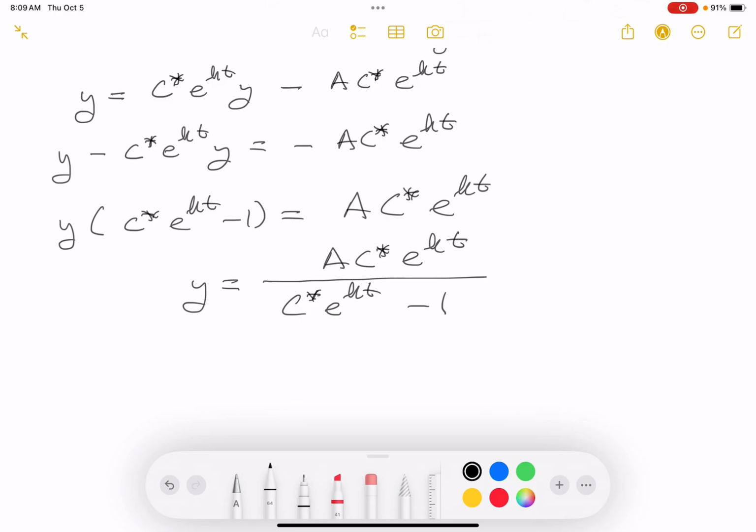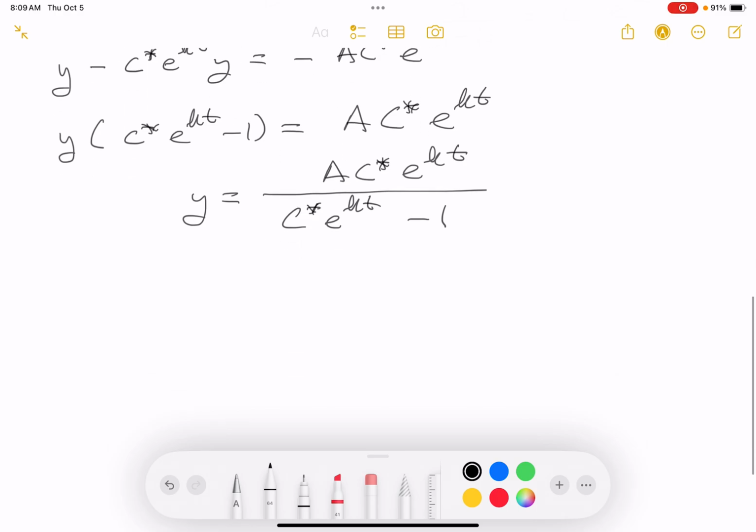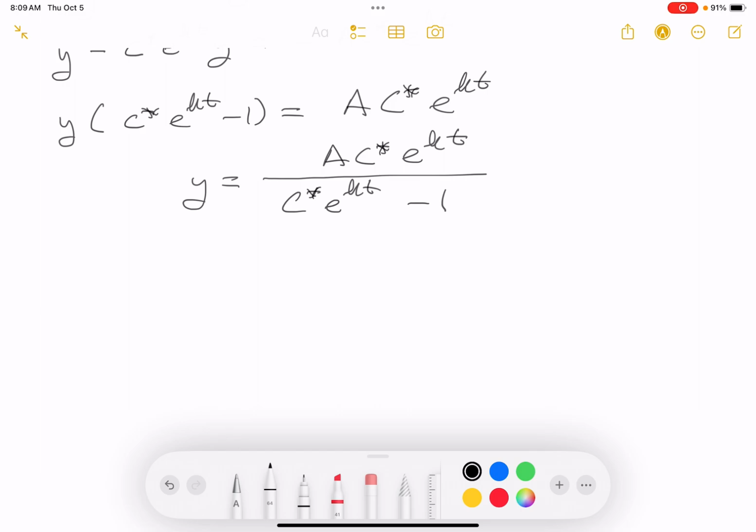And that just looks kind of bizarre to me. I'm not saying it's wrong, by the way. I'm saying it looks bizarre to me. And what I want to do is divide the top and the bottom by c star e to the kt. And what do you get? You get y equals, well, the top would just be a. And looking at the bottom, I would get 1 minus, right? And what would I get? I'd actually get 1 over c star e to the kt, right?